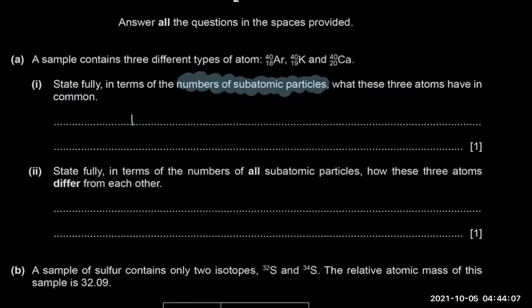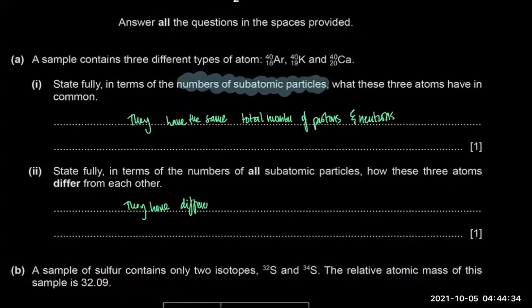They have the same nucleon number, right? So in terms of subatomic particles, they have the same total number of protons and neutrons. And what's different about them? Exactly, they have different numbers of protons.